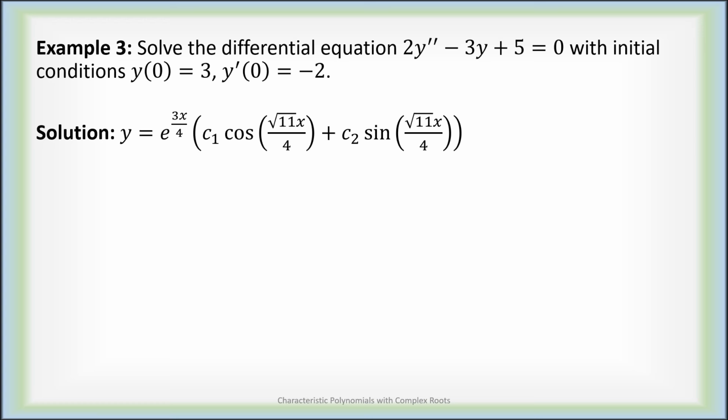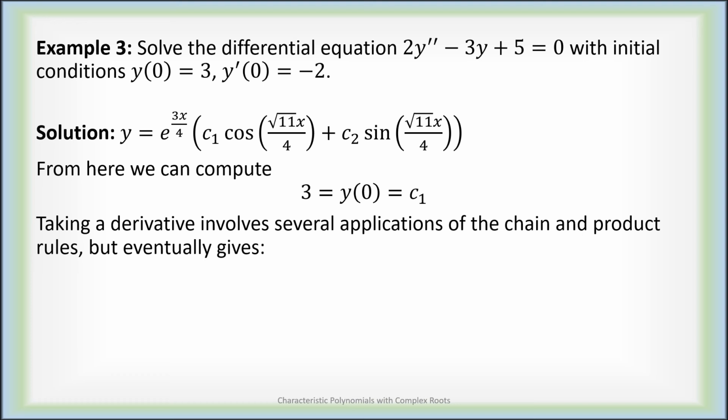Having set up a general form of our solution, we can start to use our initial values to solve for what those constants are. So just by taking y of 0 equals 3, if I let x equal 0, this exponential becomes 1. The sine of 0 is 0. The cosine of 0 is 1, so we just get 3 equals c1. That's awfully convenient.